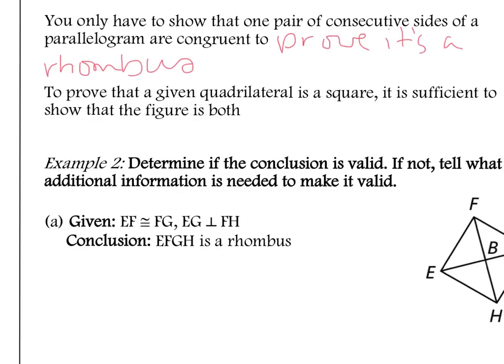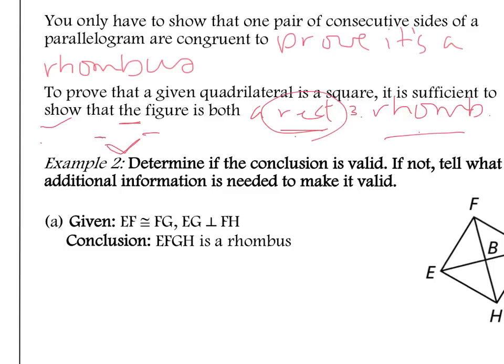To prove that a quadrilateral is a square, it is sufficient to show the figure is both a rectangle and a rhombus. And remember, when you've proven that it's already a rectangle or a rhombus, you've already included parallelogram in that mix. You are going all the way down the list, but you're already including that. So parallelogram, then rectangle and rhombus, and that will take care of square. You're working your way down the quad chart.